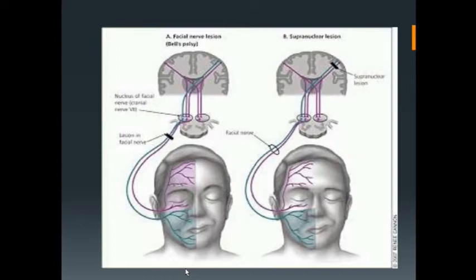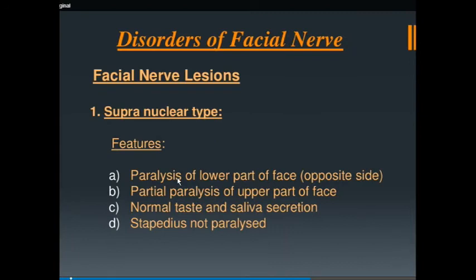In lower motor neuron lesions, what happens? There is no possibility of this part getting supply from the opposite side also, because the entire pathway is gone beyond the nucleus. So this kind of a distal injury will cause ipsilateral entire half of the face to go under paralysis. So supranuclear or upper motor neuron lesions will cause paralysis of lower part of the face of the opposite side, partial paralysis of upper part of the face because of bilateral supply.